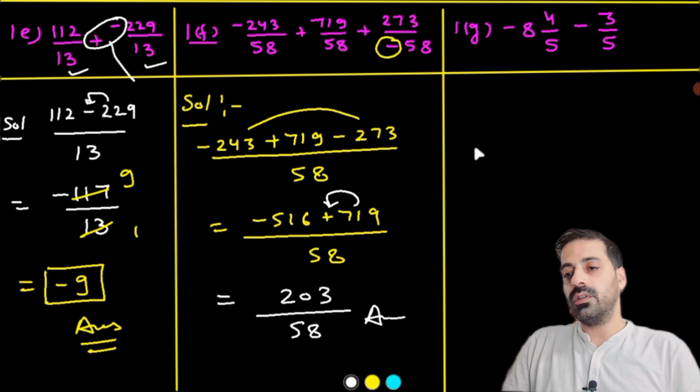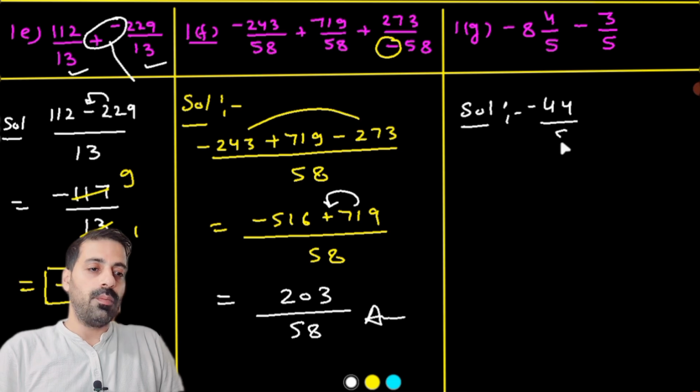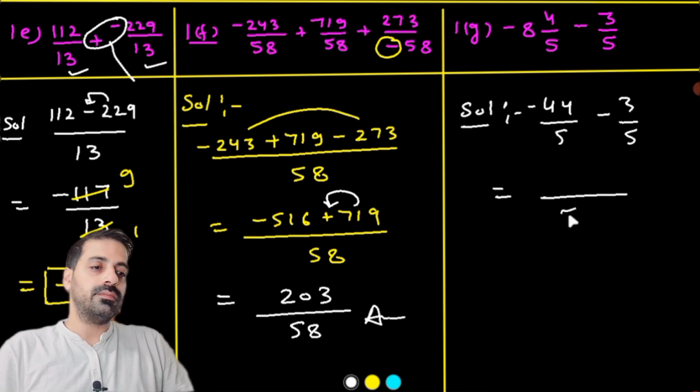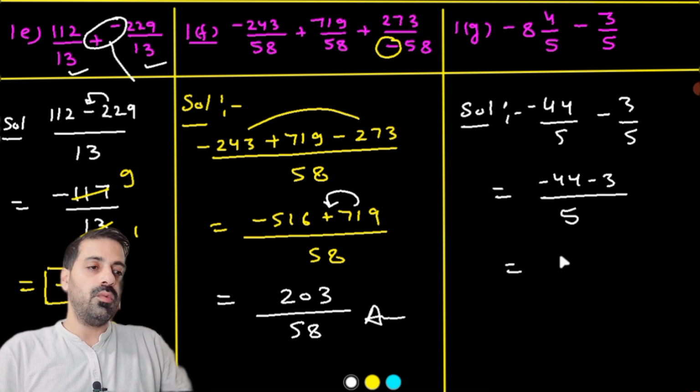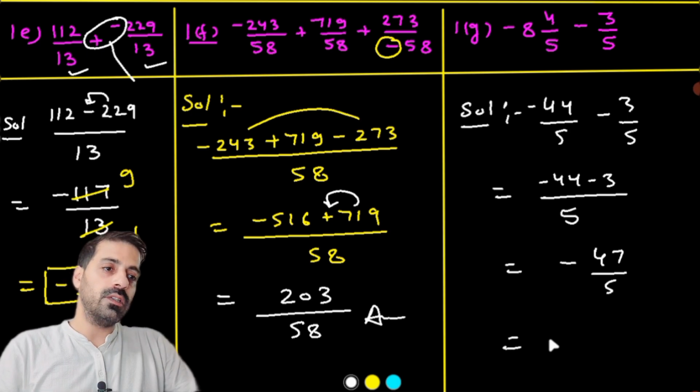Now move to the next question. First we open the mixed fraction. 8 times 5 is 40. 40 and 4, that is 44. Negative 44 upon 5, negative 3 upon 5. The denominator is the same, then 5, negative 44 minus 3. Minus minus is going to be add, but the final answer has the negative sign, that is 47 upon 5. So negative 9 and 2 upon 5 is the answer.